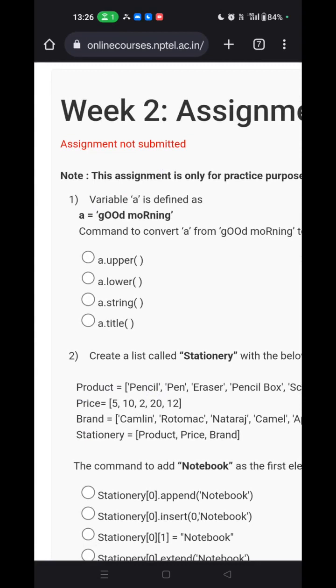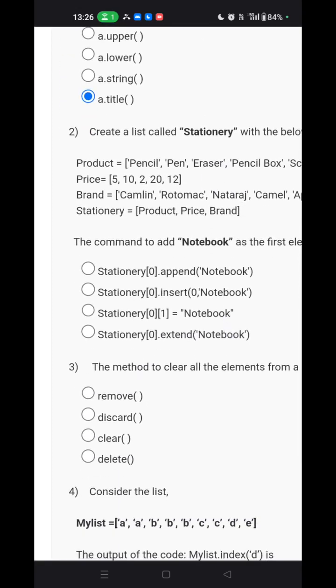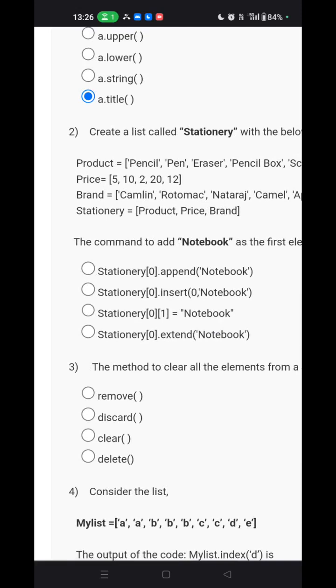Now A is equal to good morning. How to convert the first one? Okay, this one is the week 2 not guaranteed. Title, only because of title we can send. Product, price, brand, stationery. This problem we send all the solutions. Please check the second video. The second answer is this will be correct answer.